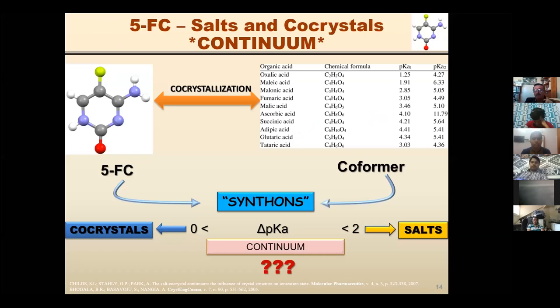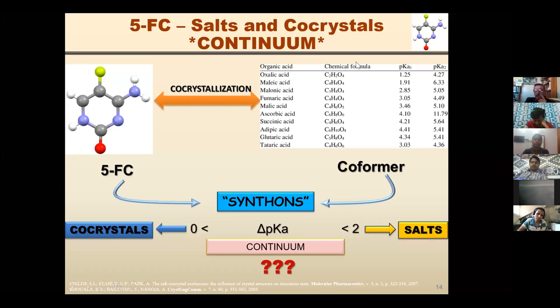One of the points here was trying to synthesize a very wide variety of different solid forms, trying to control the acidity of these solid forms. So using the difference in the delta pKa, we can control if we can produce salt or co-crystal.